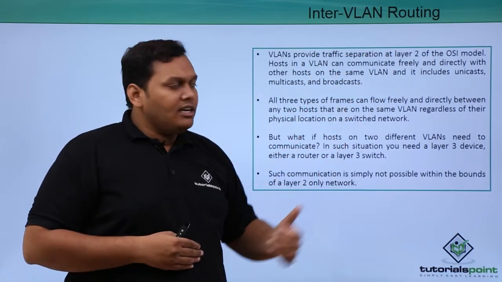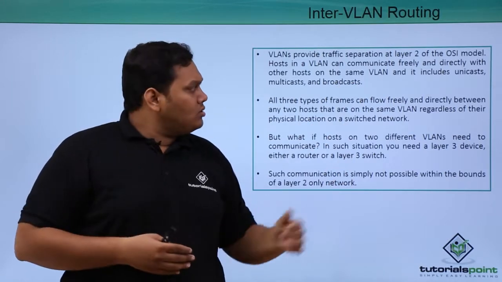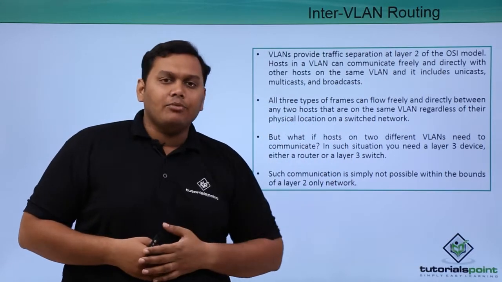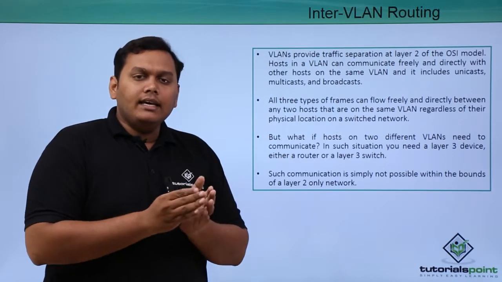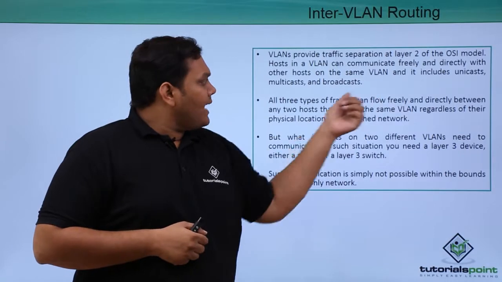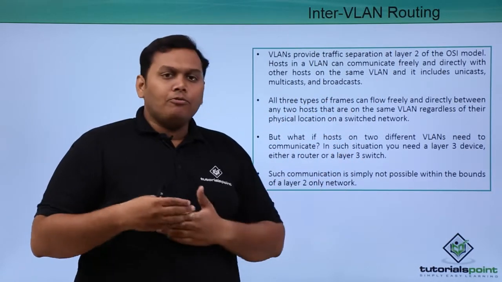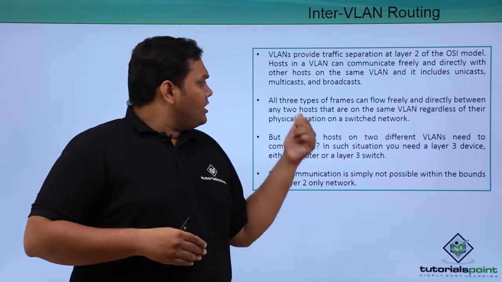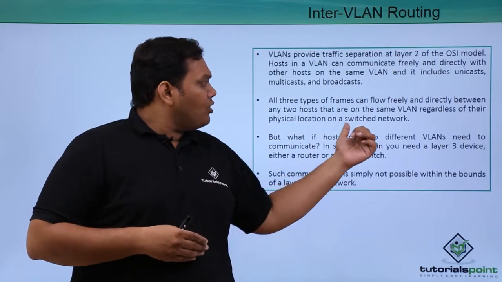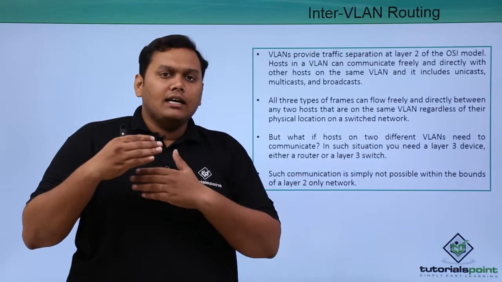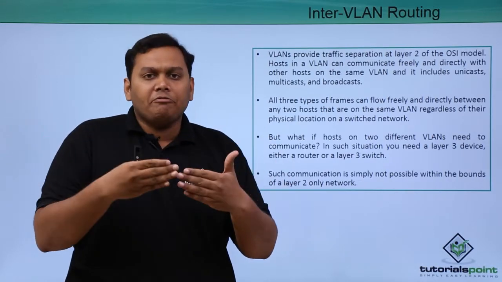VLAN can communicate freely and directly with other hosts in the same VLAN, and this includes unicast, multicast and broadcast. All three types of frames can flow freely and directly between two hosts that are on the same VLAN, regardless of their physical location or switch network. So, even at different physical locations, if they are in the same VLAN, they can communicate very easily.